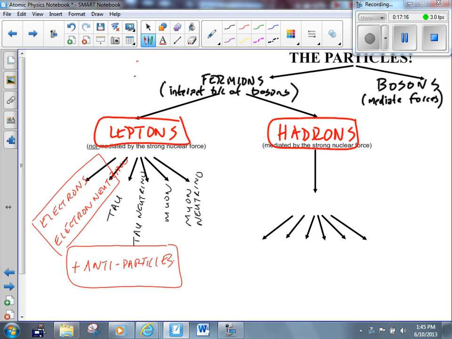Now, the hadrons, they're not fundamental particles. They can be broken down into smaller particles. An example of a hadron, by the way, might be a proton. Or a neutron.